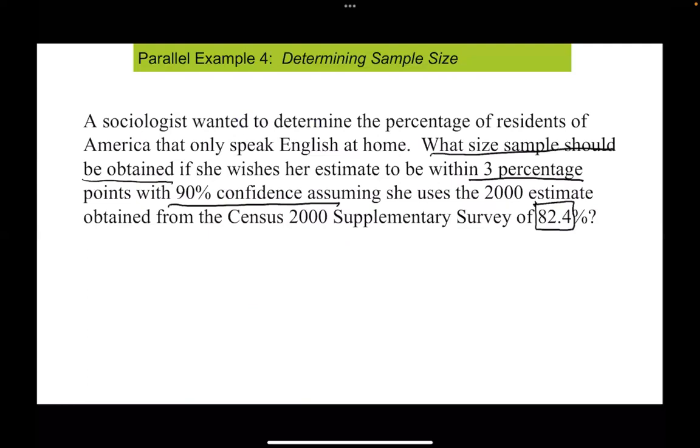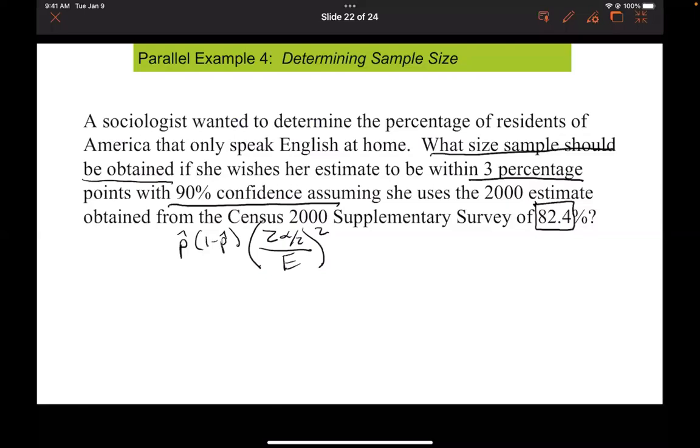Okay. So we're going to use that formula. Remember, it is p hat times 1 minus p hat, times z sub alpha divided by 2 over E squared. My p hat is 0.824. 1 minus 0.824. Does everybody see where that number came from? Are we good?